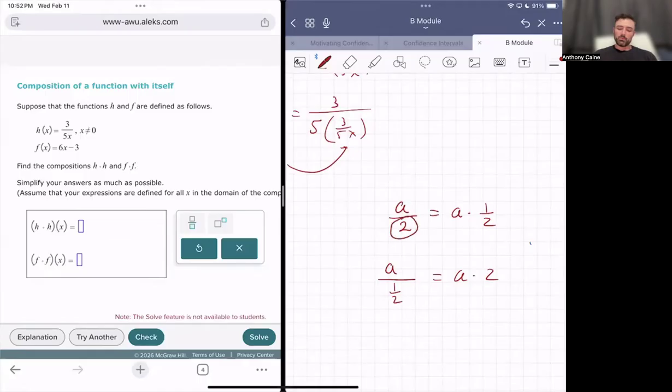See, division by 2 is not actually what's going on. What's going on is multiplication by the multiplicative inverse of 2. Wow, what a mouthful. We tend to just say the reciprocal of 2.